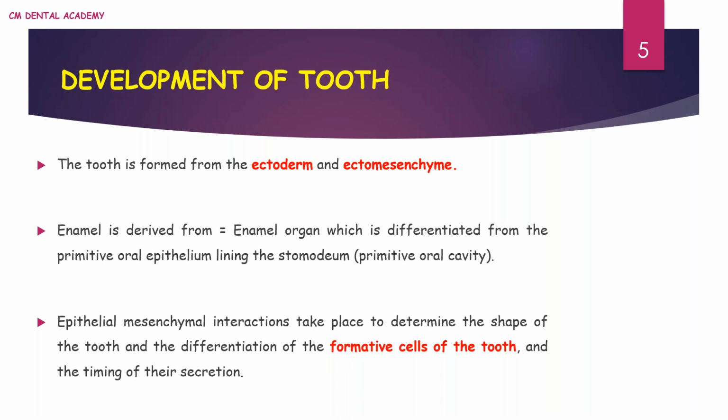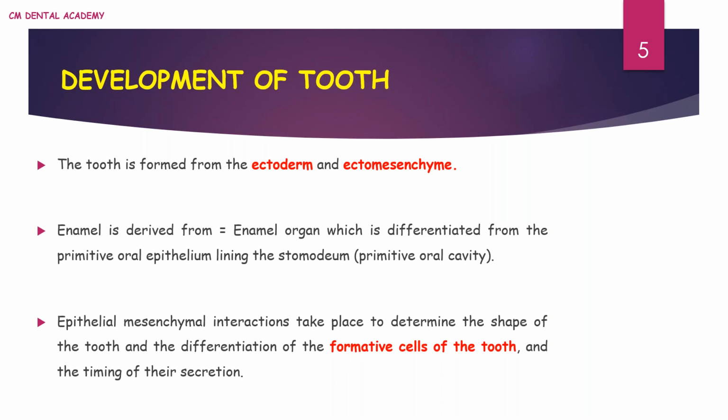Enamel, the outermost covering of the tooth, which is the hardest tissue of the body, is derived from the enamel organ. Now the question arises, what is the enamel organ? When the fetus development begins, it differentiates into various structures to form the particular organs of our body. Likewise, whenever it forms the primitive oral cavity, the cells of the oral cavity first differentiate into an enamel organ. From this enamel organ, there is a formation of the enamel.